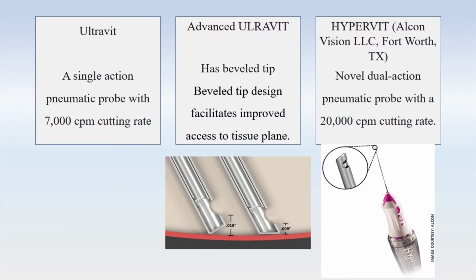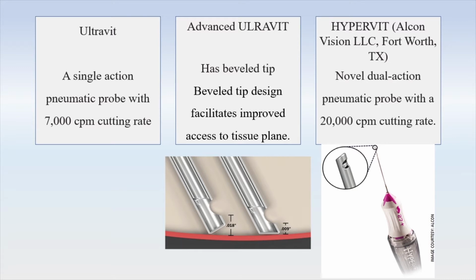So, before going to the main topic, let us look into the difference in the different cutters and their properties. Ultravit, which we have now, it's a 7500 cutter. It's a single action pneumatic probe, not to be confused with single pneumatic probe. All the cutters here have dual pneumatic probe. Single action means only single blade.